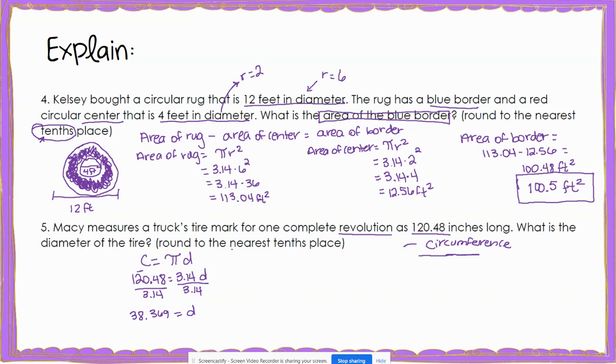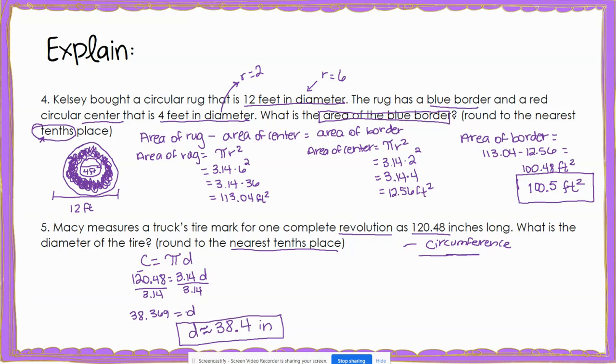But the problem does ask me to round to the nearest tenths place. So if I round this to the nearest tenths place, it's going to be 38.4 inches. So the diameter for this is approximately 38.4 inches.